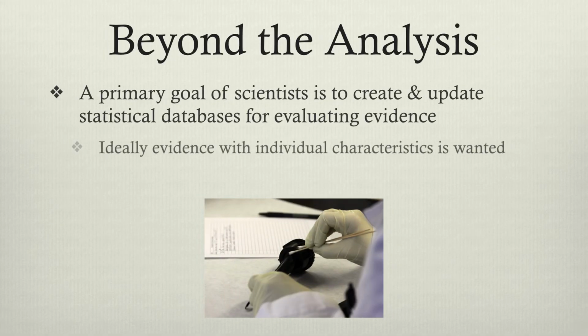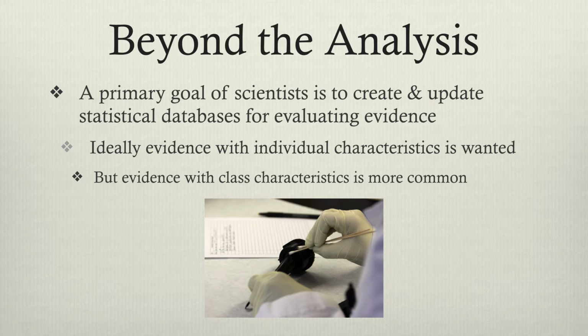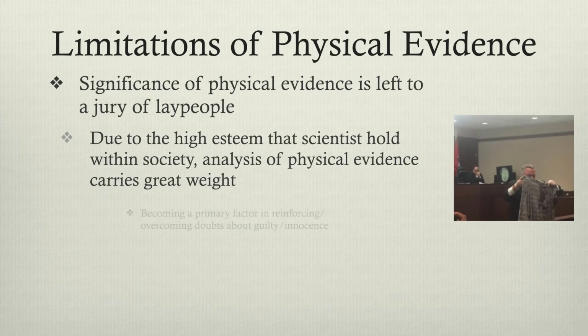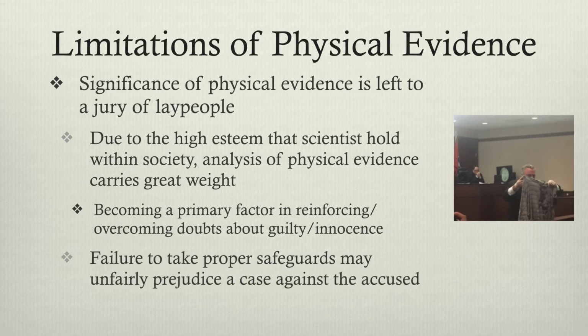So beyond the analysis of the physical evidence, the primary goal of the scientist is to create an updated statistical database for evaluating the evidence. Ideally, evidence with individual characteristics is wanted, but evidence with class characteristics is much more common. And because of that, databases are key to the analysis process. There are limitations to physical evidence, however.